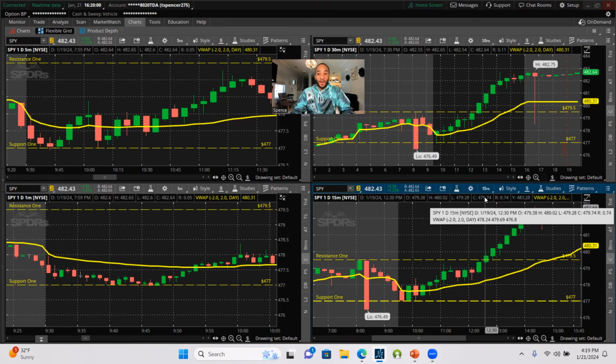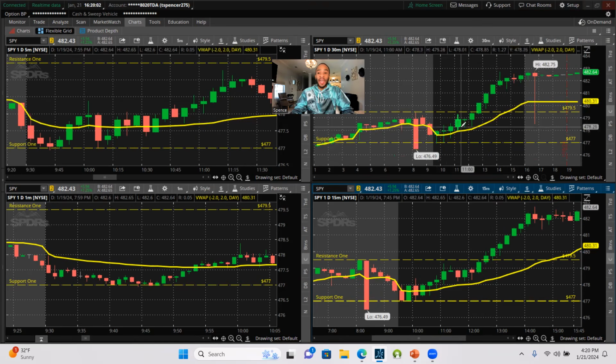On the 30-minute time frame, we had green candles for the majority of the day. That's why in some cases, using a higher time frame, you can get more of a confirmation for the trend direction. If you look at the 15-minute time frame, the 15-minute time frame was also bullish as well.